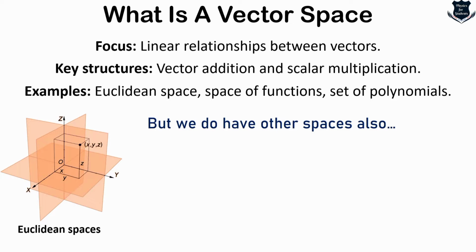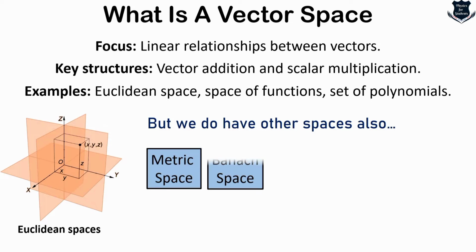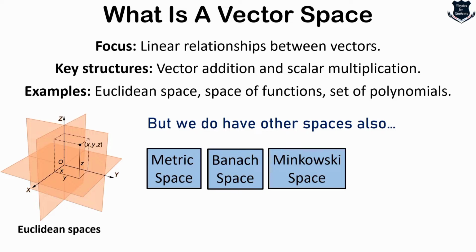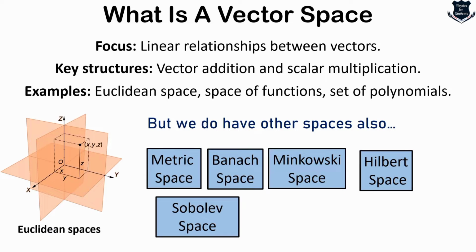Now the question is, do we have other spaces also? Before going into topology, it is very important to understand what other spaces we have besides the vector space, which is a basic root. We have something called a metric space. We also have a Banach space. We have Minkowski space, which is a flat space dealt with in Einstein's special theory of relativity. And we have a Hilbert space, which is typical to quantum mechanics, and a Sobolev space.